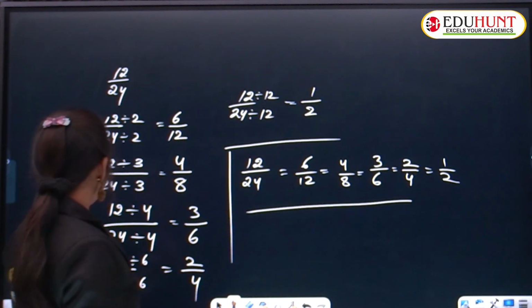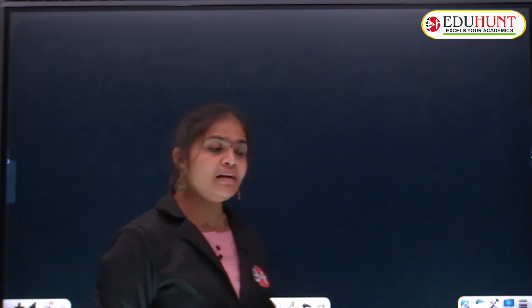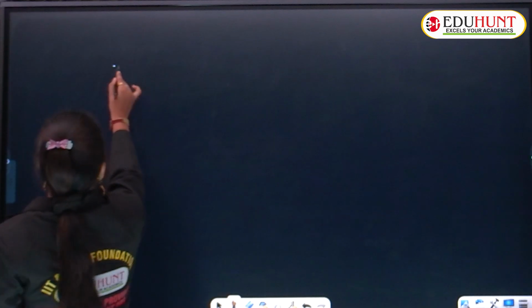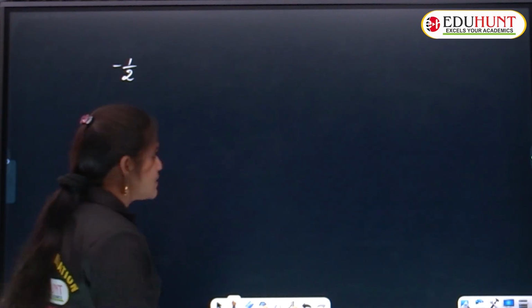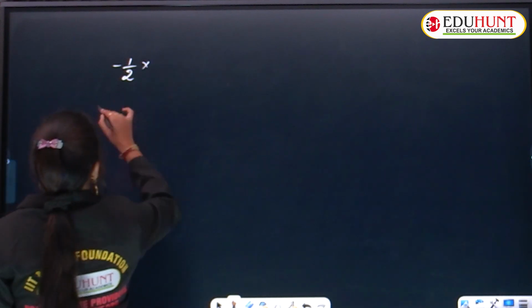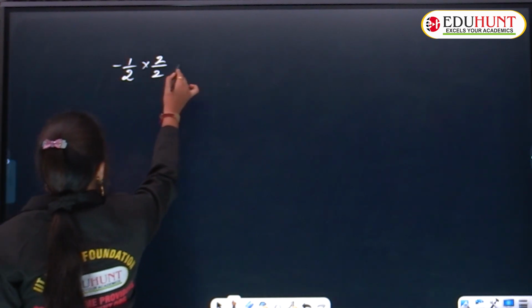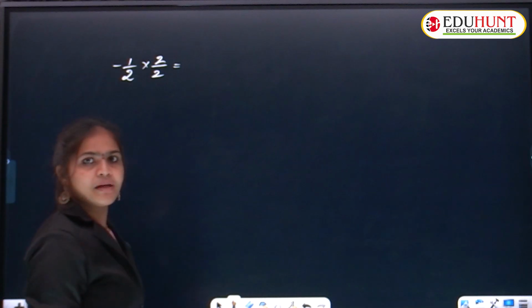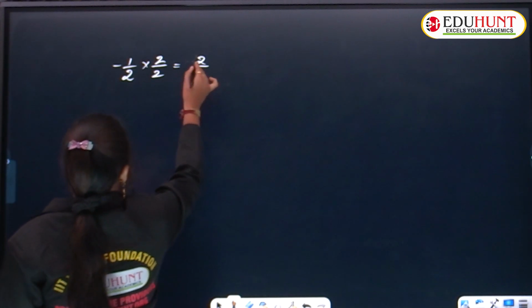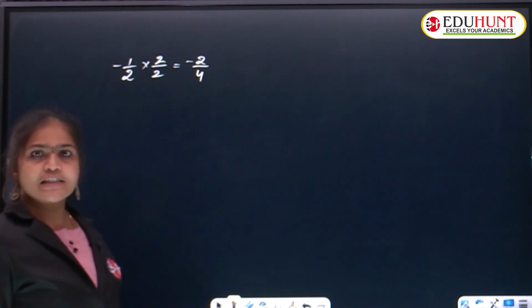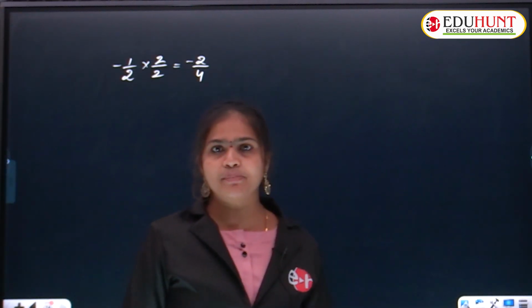Understood? Now see that these are positive rational numbers. For example, if negative rational numbers are there, how can we take them? For example, minus 1 by 2. Here, just take both numerator and denominator multiplied by the same number, and again you will get the same rational number. Say minus 2 by 4. After cancellation, again you will get minus 1 by 2.